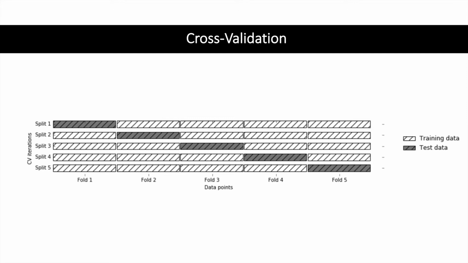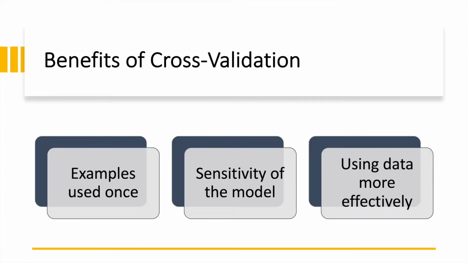So the accuracy for the model here is not the accuracy of one single training and one single model on the test set, but the average of all 5 accuracies that we have here on 5 test sets in 5 rounds of doing the cross-validation. So what are the benefits of cross-validation?